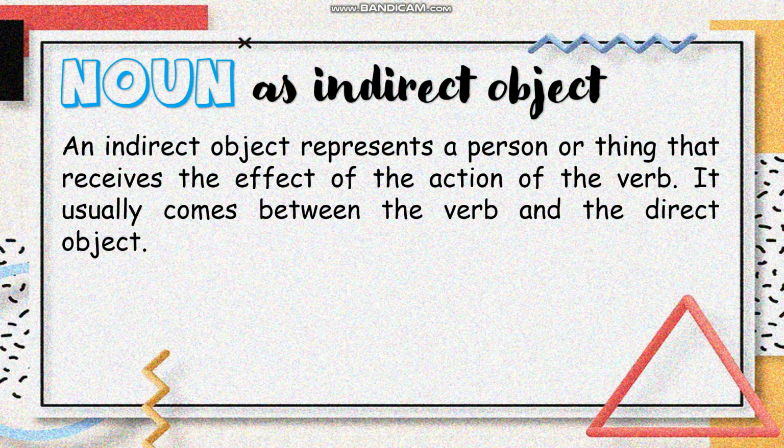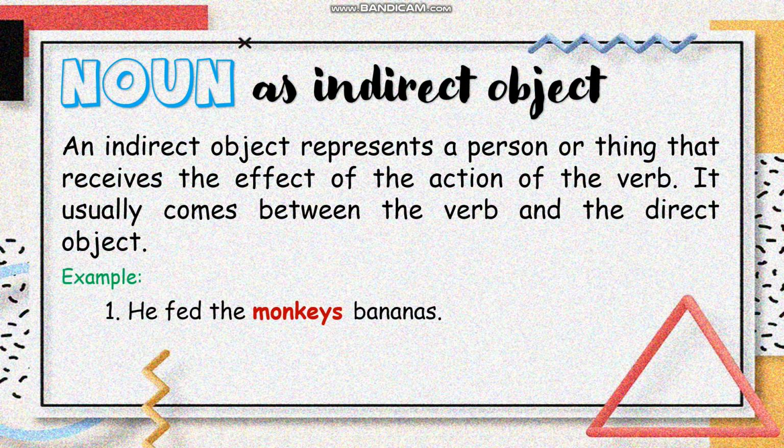Next we have noun as indirect object. An indirect object represents a person or thing that receives the effect of the action of the verb. It usually comes between the verb and the direct object. Now it's a bit complicated for this part because you'll be dealing with direct object as well and the subject of the sentence. That's why you need to carefully identify which of the nouns in the particular sentence function as the indirect object.